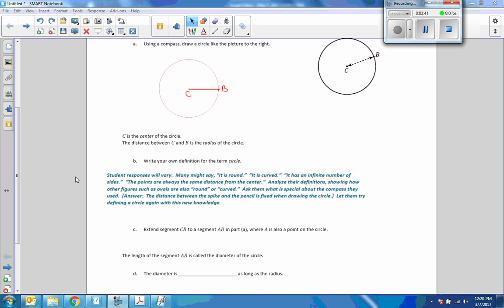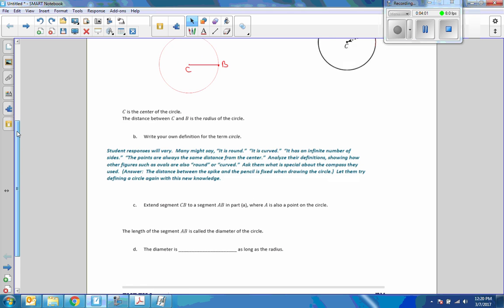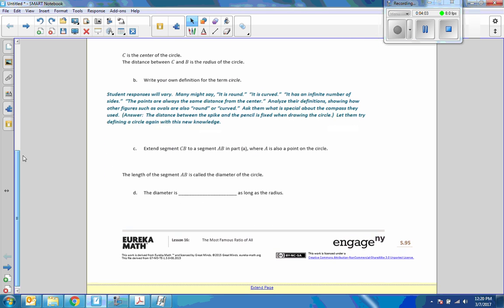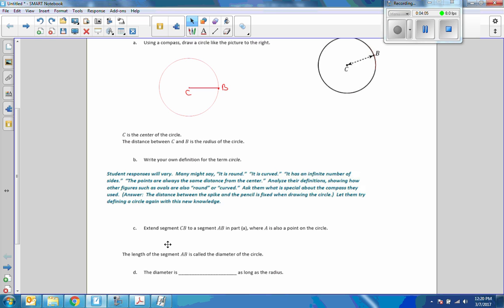So the distance between the spike and the pencil is fixed when drawing the circle. Okay, so now that I've said that, the distance between the spike and the pencil on the compass is fixed when drawing the circle. So see if you can define it a different way now with that statement. Okay, so now part C says to extend segment CB to a segment AB in part A, where A is also a point on the circle.